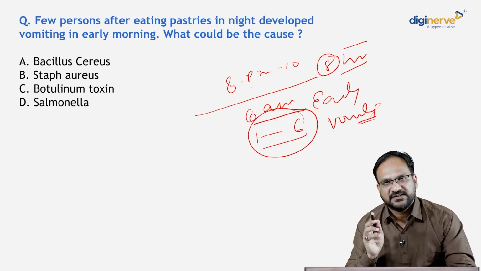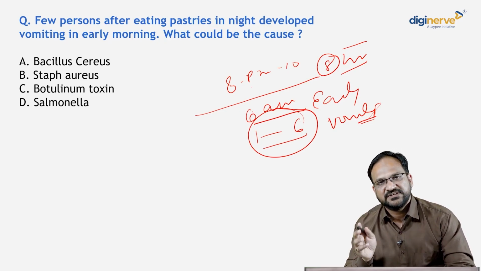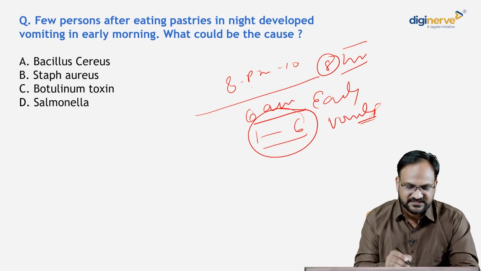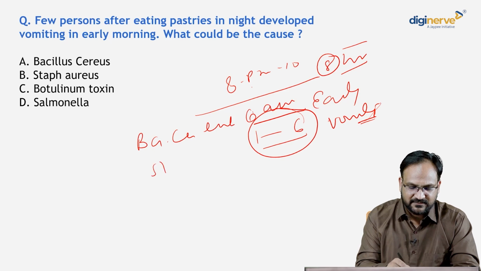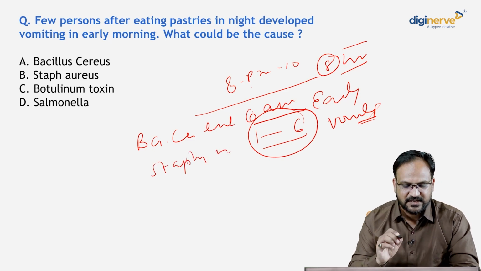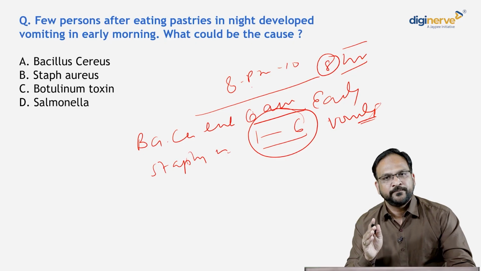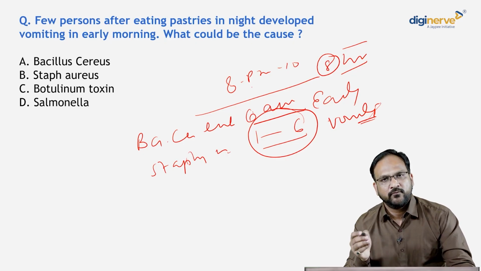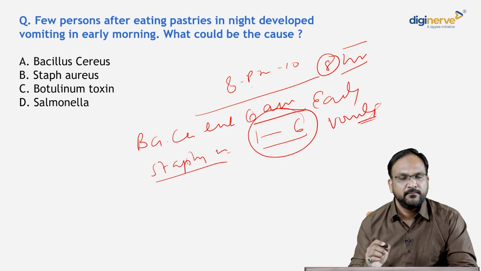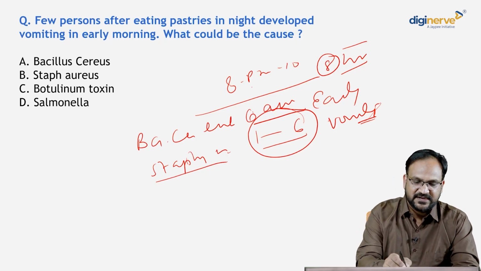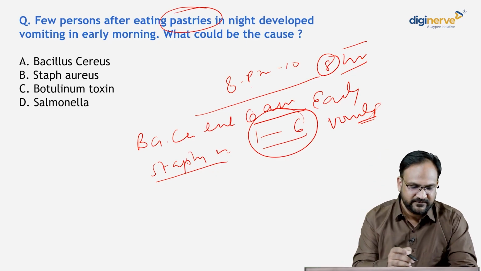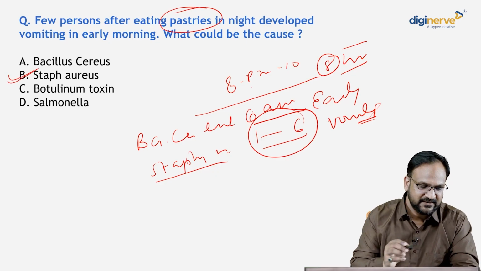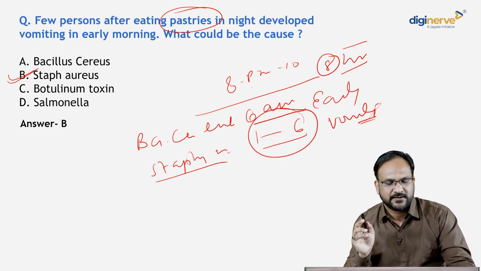So there are only two things responsible for food poisoning in the early 6 or 8 hours. Number one, Bacillus cereus emetic type, and the other is Staphylococcus aureus. Bacillus cereus is due to canned food, raw food, while Staphylococci is from milk products. So pastries we can consider as milk products. Pastries have cream and all. So Staphylococci, I am going with the answer Staphylococci, which is our correct answer.